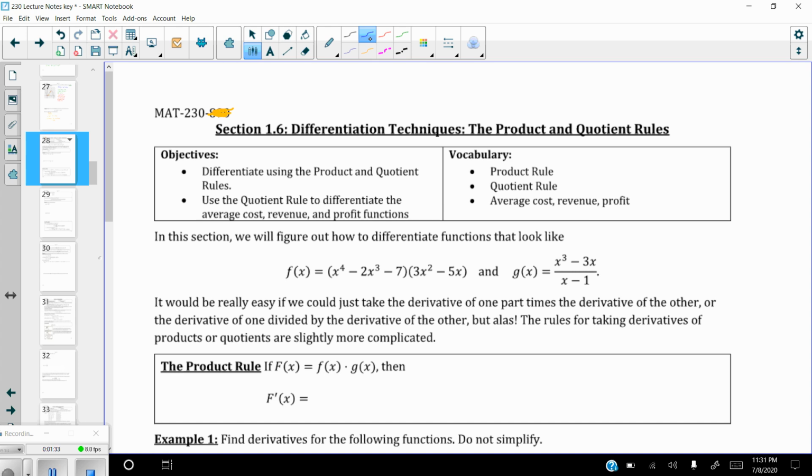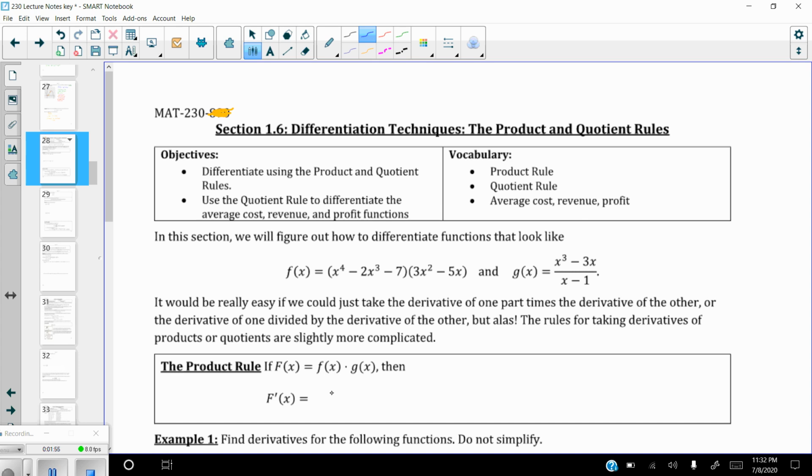So the product rule says that if I have f of x, or capital F of x, which is the product of two functions, we're going to say lowercase f of x times g of x, the product rule is written like this. Now, I write it slightly differently than the book, but it works either way. And there's a reason that I do it this way. I will try and explain that to you when we get to the quotient rule.